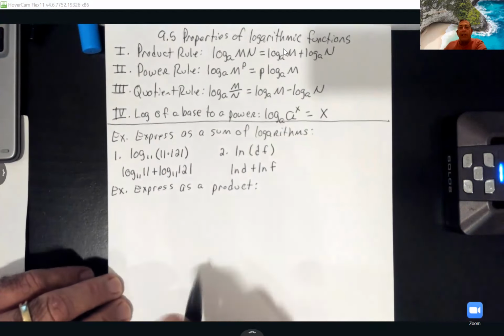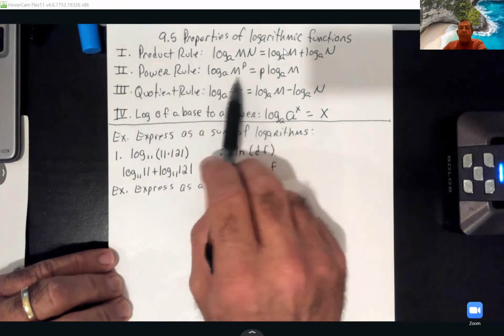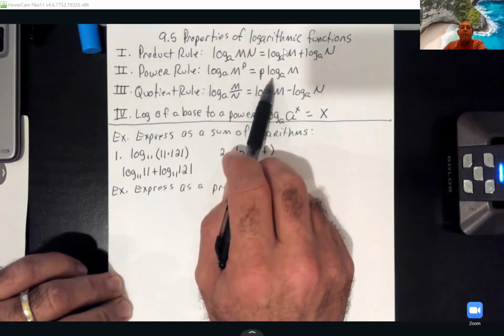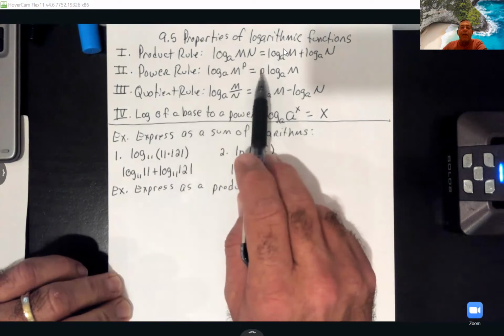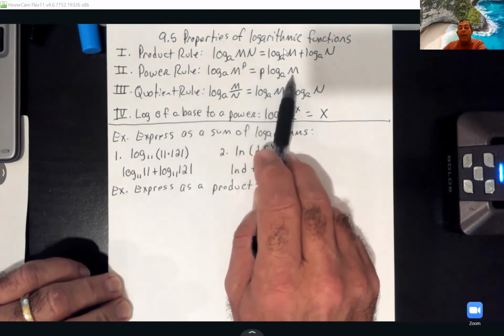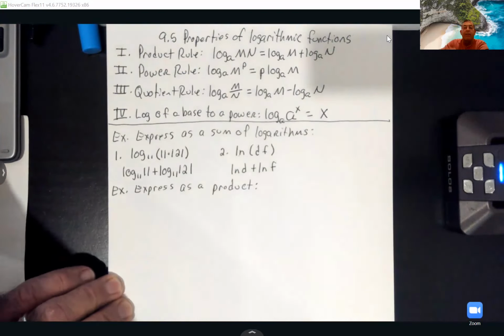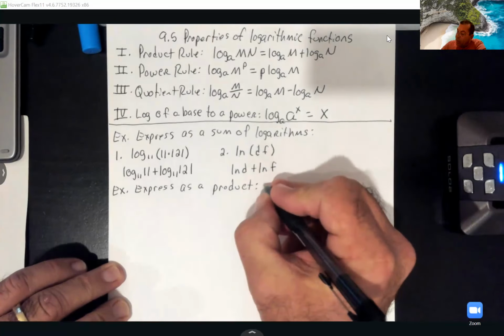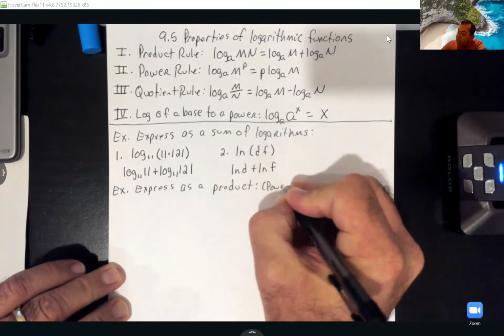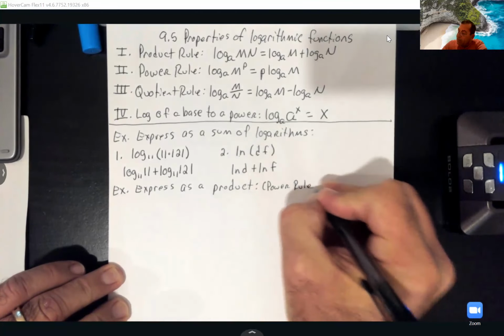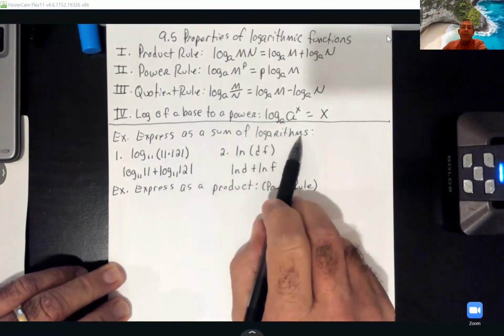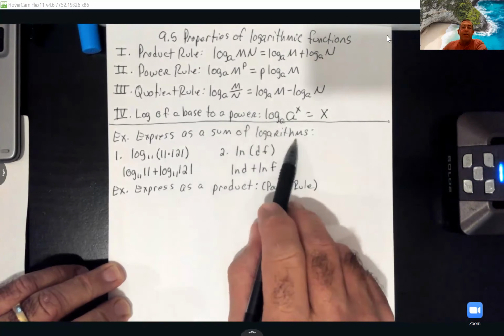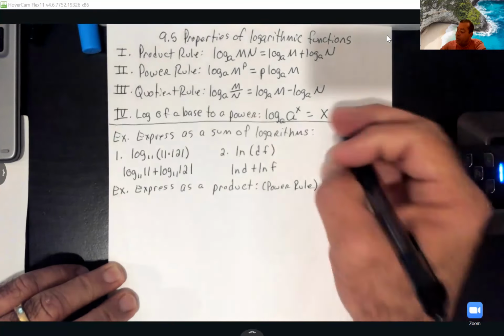Now, the only one that expresses things as a product is the power rule. So we bring the p down and write it as p times log base a of m. Okay, so when they say express as a product, we're using our power rule. And I guess up here I could have said when they express as a sum of logarithms, we're using the product rule.